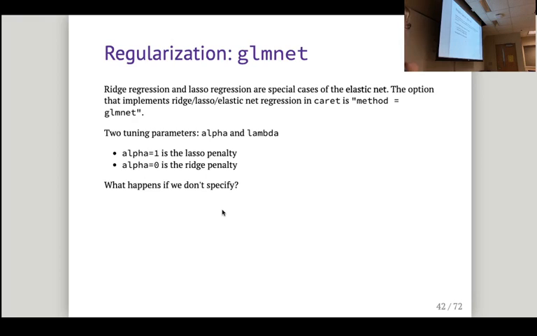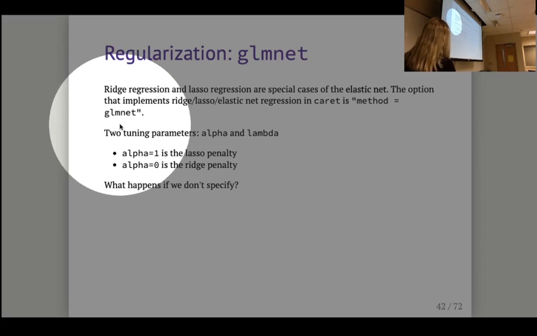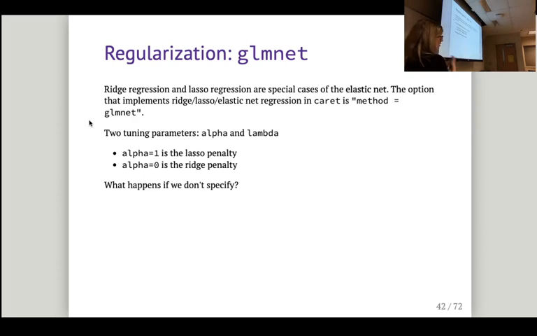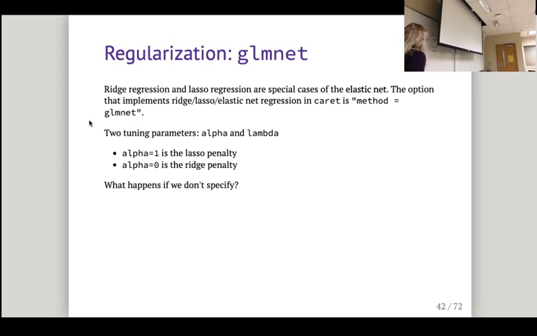Okay, so ridge regression and lasso regression are actually special cases of a technique known as the elastic net. The method that's going to implement all of these is method glmnet, GLM for generalized linear model, net for elastic net. There are 2 parameters here, and I claim the following. I claim that alpha equals 1 in the elastic net penalty is the ridge penalty, and alpha equals 0 is the lasso penalty.